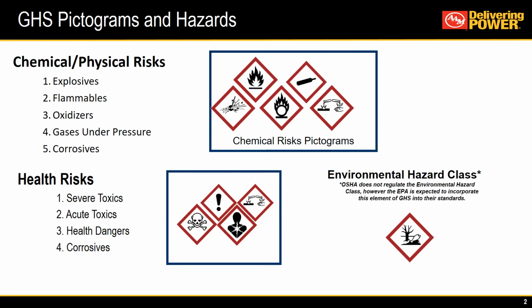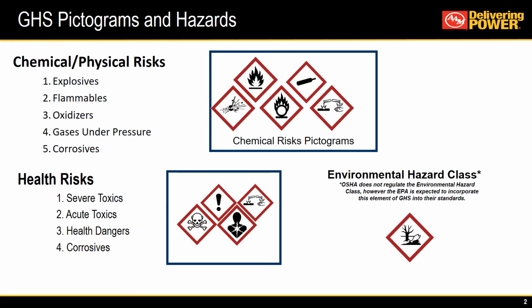There are very specific components of this system that we're going to speak about. One of the great things about this GHS system is the pictograms. All of the chemical and physical risks are separated into categories. Reading from left to right on the pictogram that you see on the top right are explosives, flammables, oxidizers, gases under pressure, and corrosives. As you can see, they are each very different symbols that designate each of these risks.